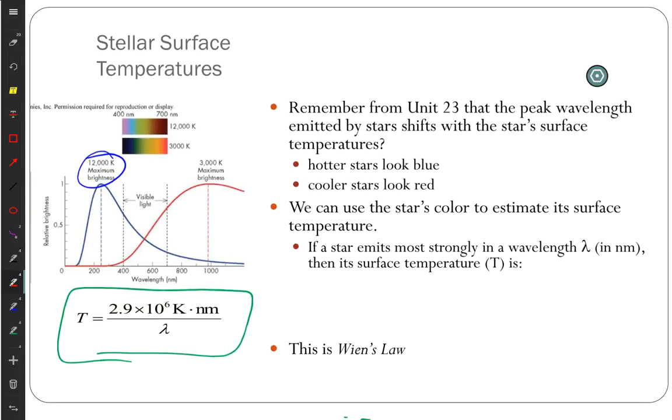So when we talk about a red giant, you instantly know something about its temperature. If it's a red giant, what does that tell you? It's a relatively cool star. If it's a blue giant, it's a relatively hot star. If it's a white star, it's somewhere in the middle, because white is kind of an even mixture of all the colors.